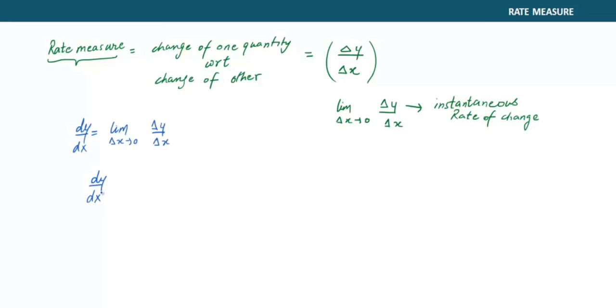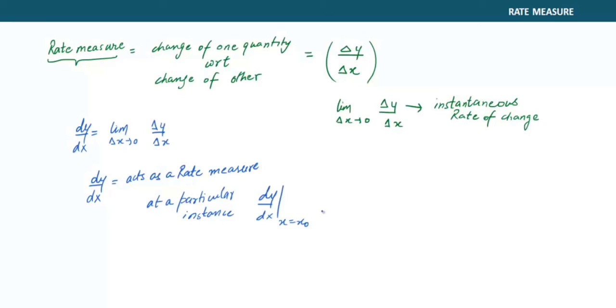So this is how dy by dx acts as a rate measure for y with respect to x. And if you want to find this rate measure at a particular instance, you don't have to do anything, you just have to find the derivative at that particular instance. For example, with respect to x, you can say the value at x naught. This will give you the instantaneous rate of change at x equal to x naught. So this is the basic concept.